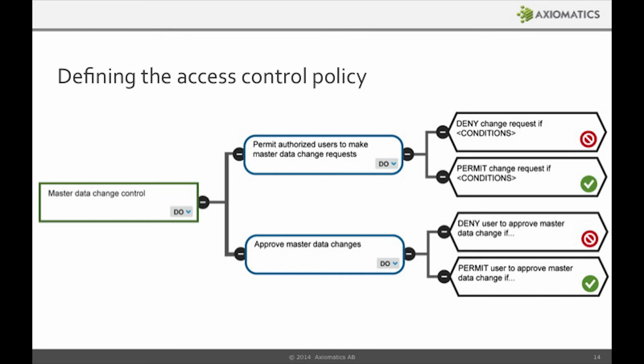And in both of these instances, as business managers, we need to sit down and think: all right, what are the conditions under which a user should be allowed to make a master data change request? So when do we deny such a request? And when do we permit it? And on the other hand, for those who are entitled to approve these changes, when are they allowed to approve them? When should they be denied an approval? So by switching in this direction, we can start shifting our mindset into thinking in policies rather than roles.